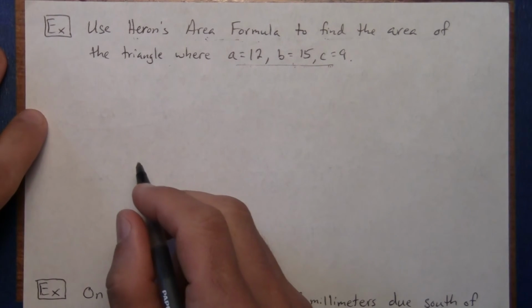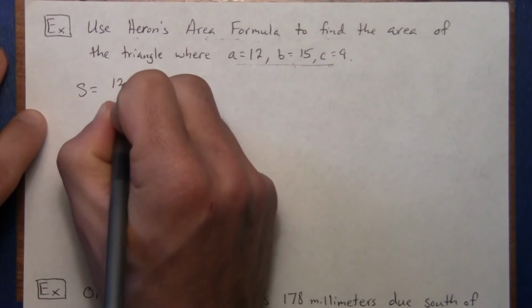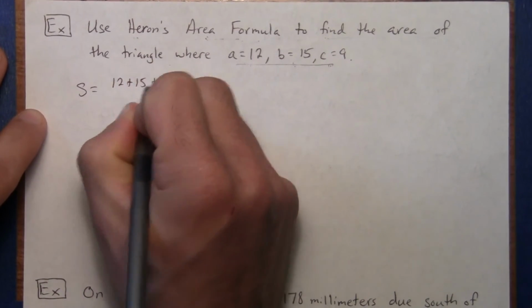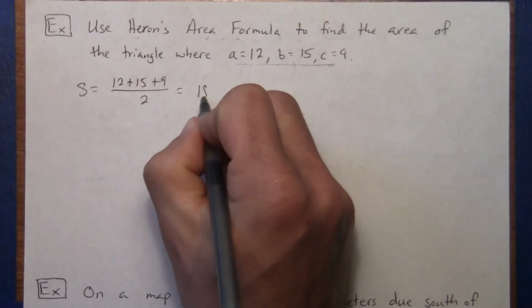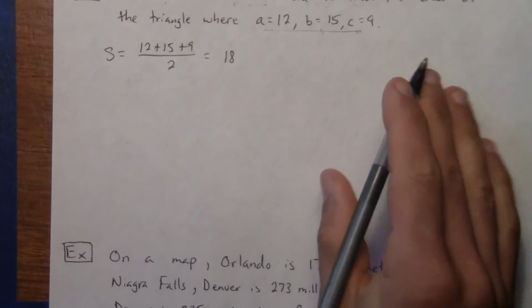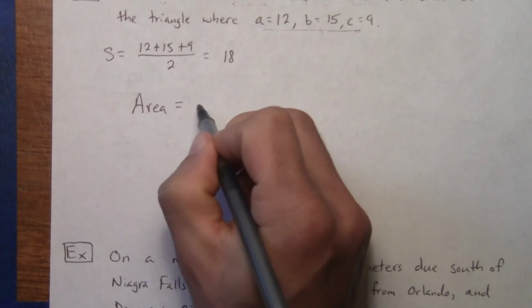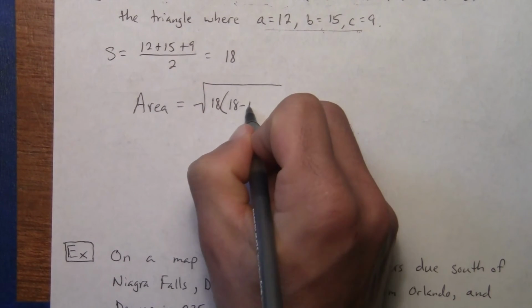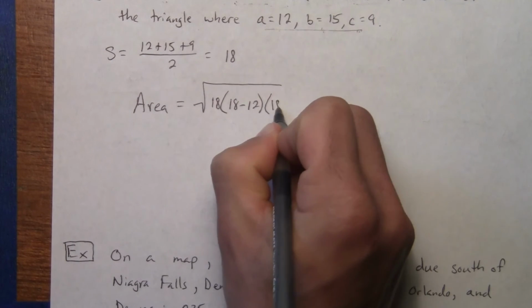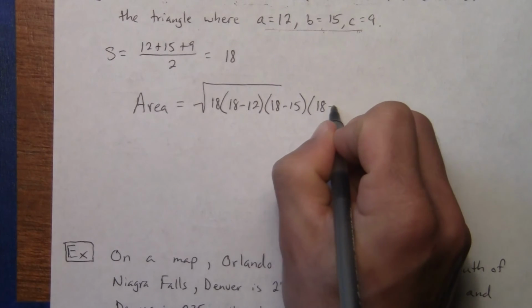Alright, well, I know Heron's area formula has this S in it, so I have to find S first, and I find that by adding all three side lengths together and then dividing by 2. So I'll take 12 plus 15 plus 9, divide it by 2, and I get a nice number. It's 18. And so now the area, using Heron's area formula, is going to equal the square root of S times S minus A, so 18 minus 12, S minus B, or 18 minus 15, and S minus C, or 18 minus 9.